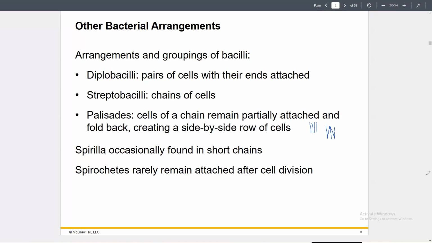All right. So we also talk about spirilla or spiros, S-P-I-R, think of spiral. Okay. They can be in chains or they can be next to each other.